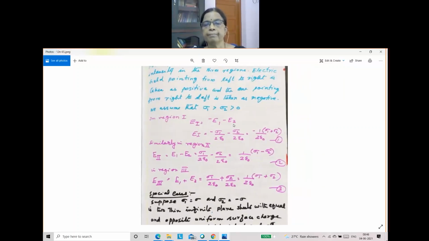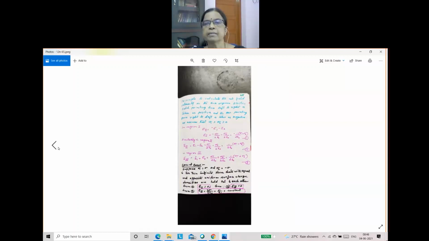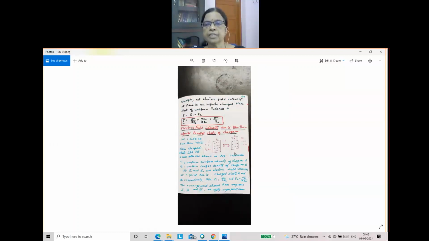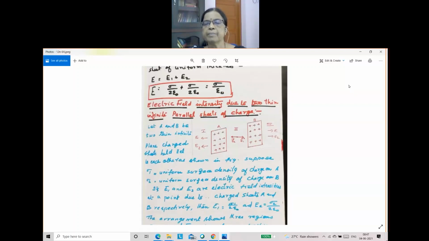How will you produce a uniform electric field? Children, how will you produce a uniform electric field? Nana, how will you produce a uniform electric field? Take two thin sheets. One has plus sigma surface charge density, the other has minus sigma surface charge density. Then the electric field between the two sheets will be uniform. What is its magnitude? Sigma by epsilon 0. Nana is not answering, so I answered.